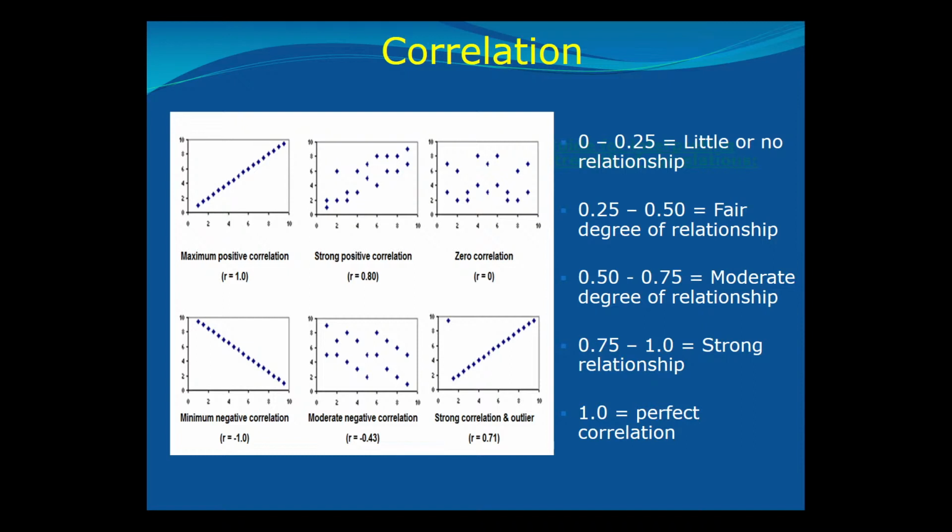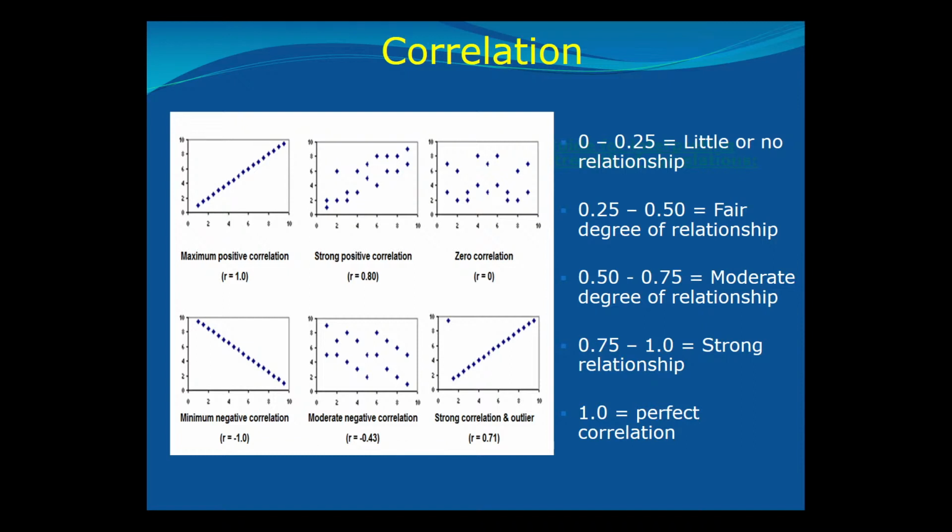If it falls in the range 0.25 to 0.5, we conclude there is a fair degree of relationship, or weak relationship. If the correlation coefficient varies from 0.5 to 0.7, there is a moderate degree of relationship. And if R is greater than 0.7, we can conclude there is a strong relationship. If we get a correlation coefficient equal to 1, this means a perfect linear relationship, perfect linear correlation.